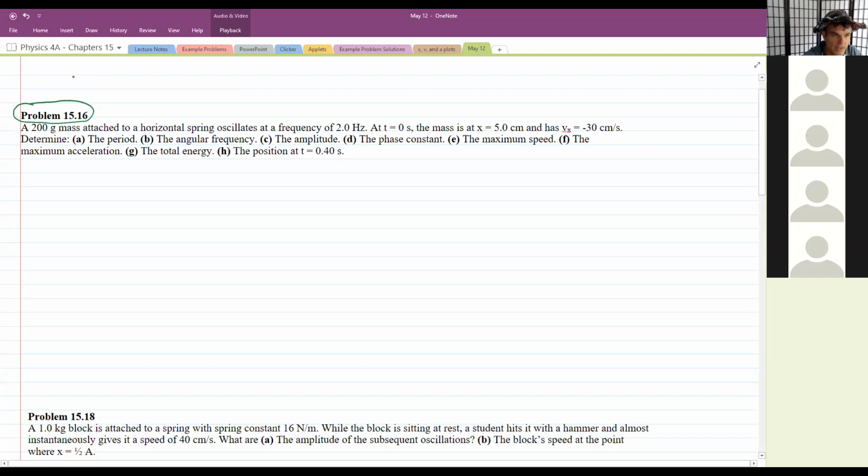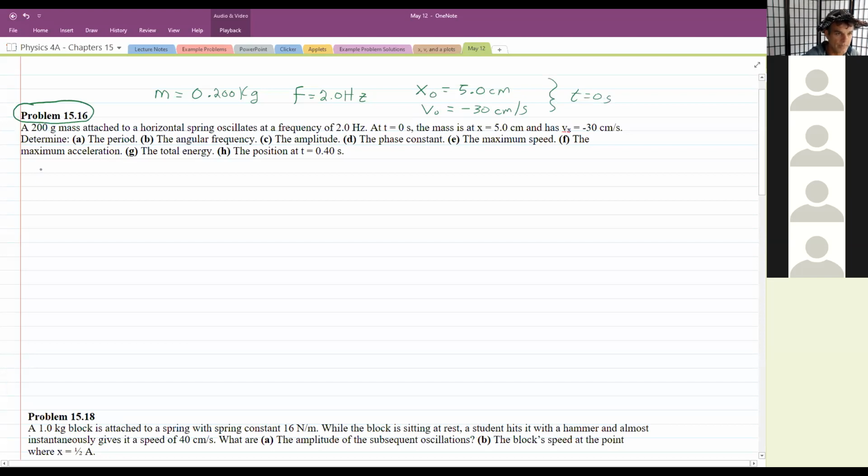So one, let's just write down what we're told. We know the mass is 0.2 kilograms. We're told the frequency is 2 Hertz. And we're told the initial position at t equals 0 is 5 centimeters. And the initial velocity at t equals 0 is negative 30 centimeters per second. And then we want to know pretty much everything about this system.